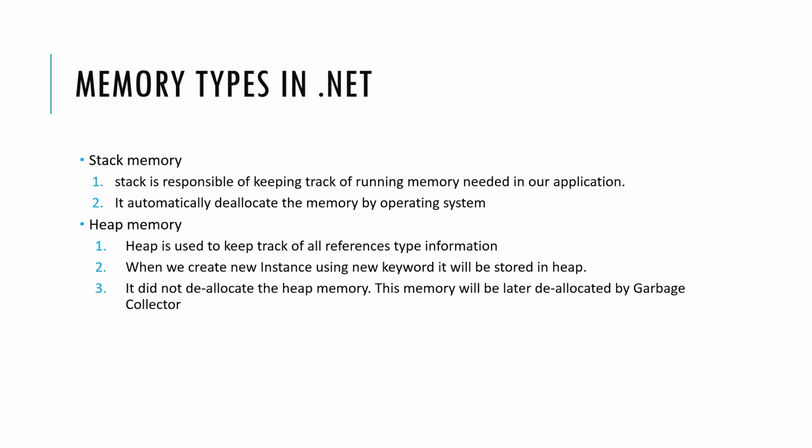So how does the .NET Framework manage memory? There are two memory types in .NET: one is the stack memory, the second is the heap memory. In the case of stack memory, the stack is responsible for keeping track of running memory needed in our application. It is automatically deallocated by the operating system. In the case of heap, the heap is used to keep track of all the reference type information. When we create a new instance using the new keyword, it will be stored in the heap. It is not deallocated automatically; this memory will later be deallocated by the garbage collector.